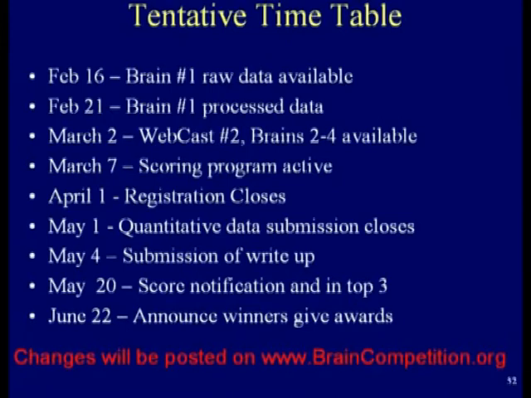This is the tentative timetable. We will be releasing the initial portion of the data on February 16th. We expect to have mirror sites both in Switzerland and South Korea so that you can download from different regions of the world. Then we'll provide releases of the data, an additional webcast, activate the scoring program, and then wait for the submissions.